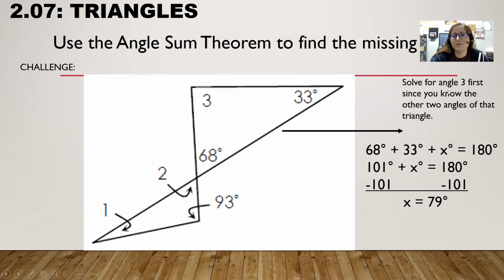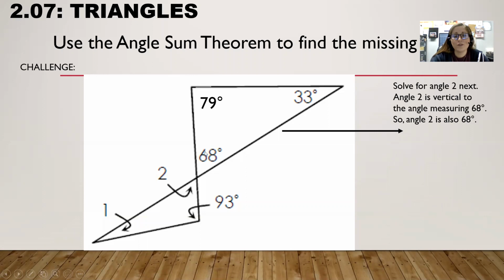So if we solve for this angle 3, we get 68 plus 33, because these are the two angle measurements of this triangle, plus x is equal to 180 degrees. 68 plus 33 will give us 101 plus x equals 180. And then we're going to subtract 101 from both sides, and we find out that the measurement of angle 3 is 79 degrees. Okay, so this missing angle is 79.